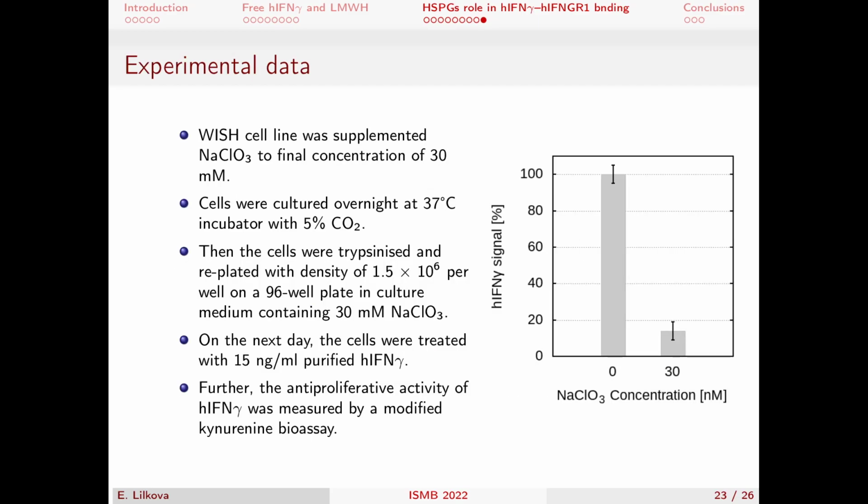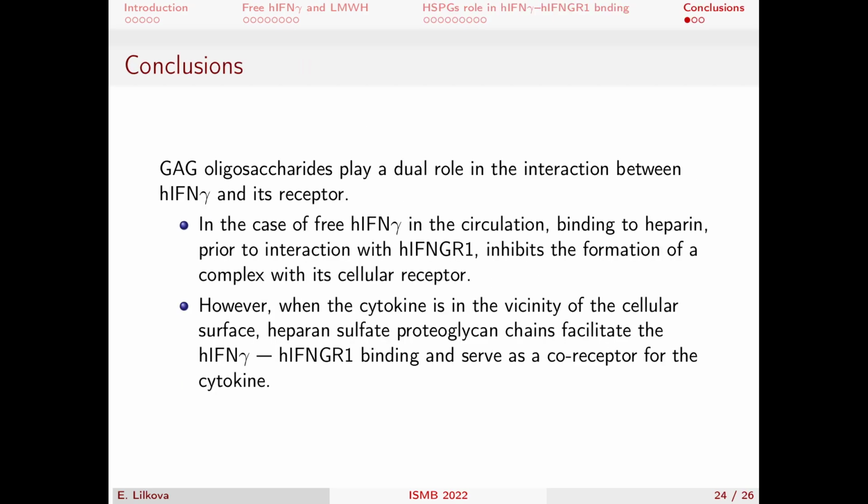We also tested our computational results experimentally. We inhibited the sulfation of heparan sulfate proteoglycans on WISH cells using sodium fluoride, and we found that the activity of interferon gamma on these treated cells is reduced by 86% compared to the activity of untreated cells. So this is a qualitative validation of our in silico results.